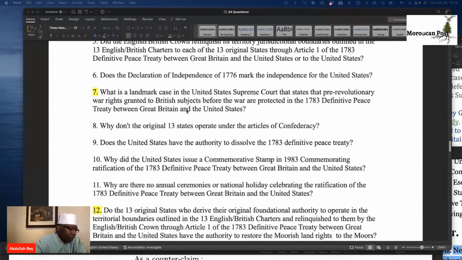Number 8: why didn't the original 13 states operate under the Articles of Confederation? As I said earlier, by 1780 all of the states had enacted the Confiscation Act and some Trespassing Act. Those laws remained on the books even after the Treaty of Paris between Great Britain and the United States had been signed and ratified. And so they were still enforcing those acts, T.